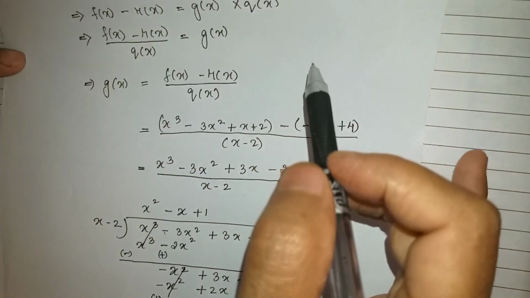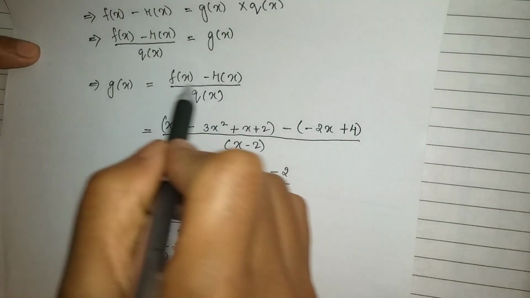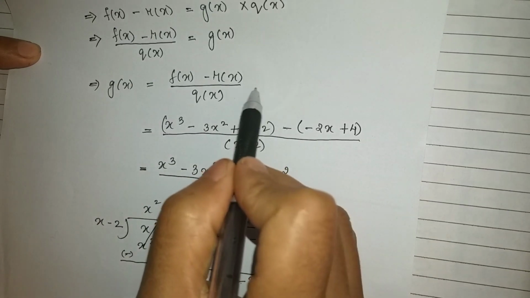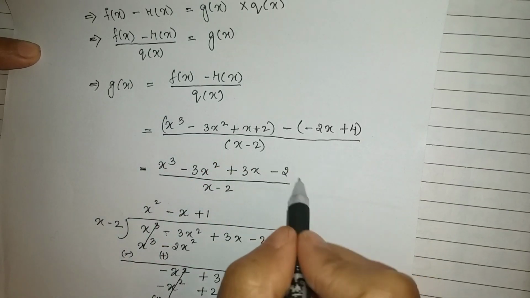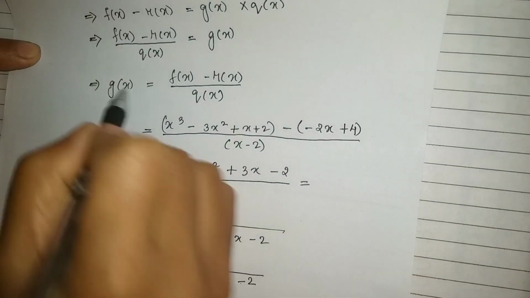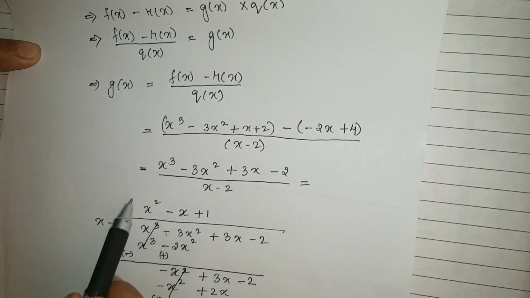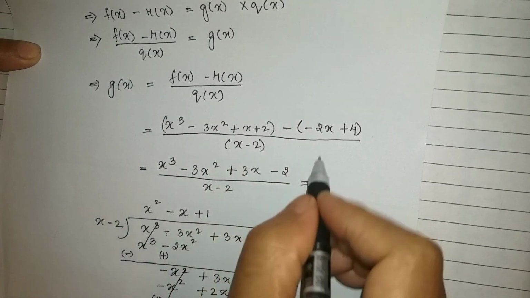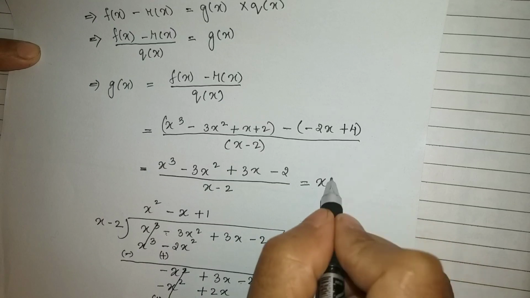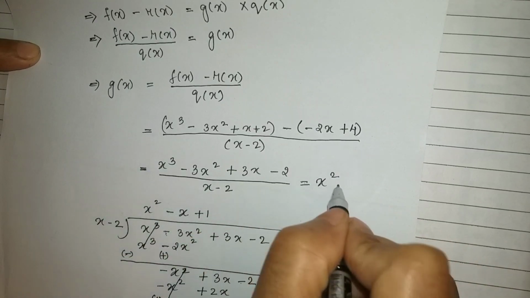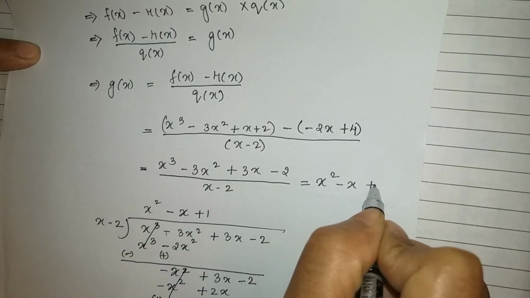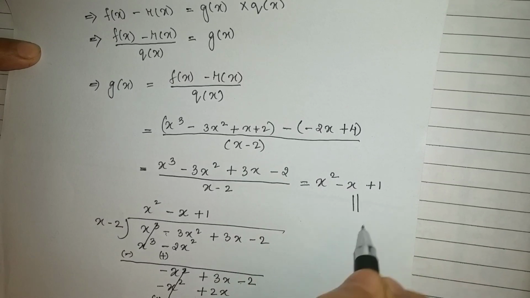Therefore, from here, what do we get? Our g of x will be this polynomial, that is x square minus x plus 1. This is our required g of x.